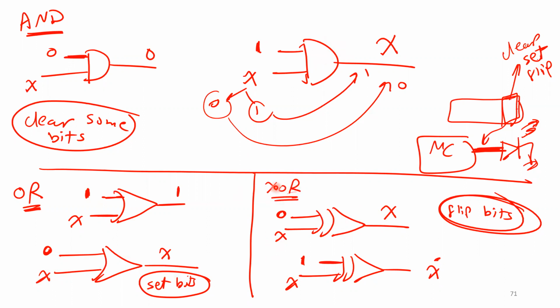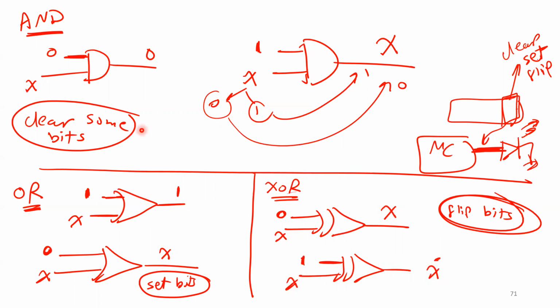In XOR, if one bit is 0 and the other one is X, the output is going to be the same bit. So if this is 0, it becomes 0 here. If this is 1, I'm going to get 1, okay? And if one bit here is 1, I'm going to flip the other bit. That means if this one is 0, I'm going to get 1. If it is 1, I'm going to get 0. Any questions here? Again, nothing is new. I'm just explaining how logic operations work, okay?